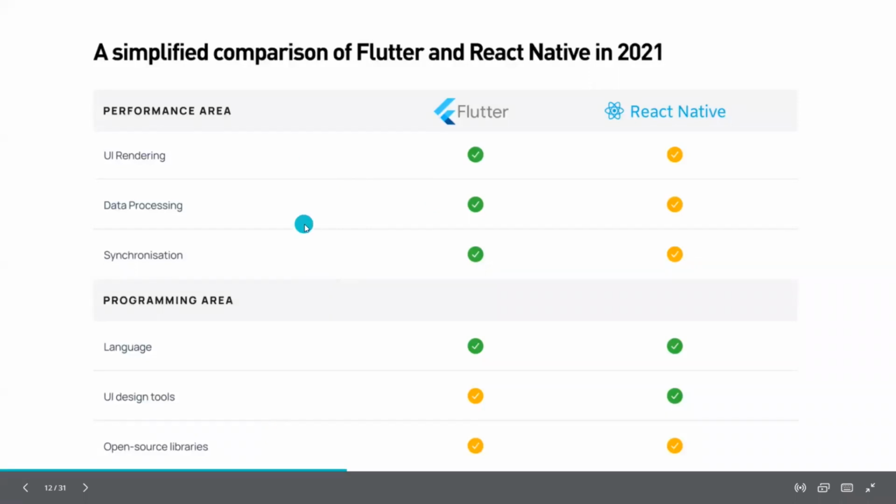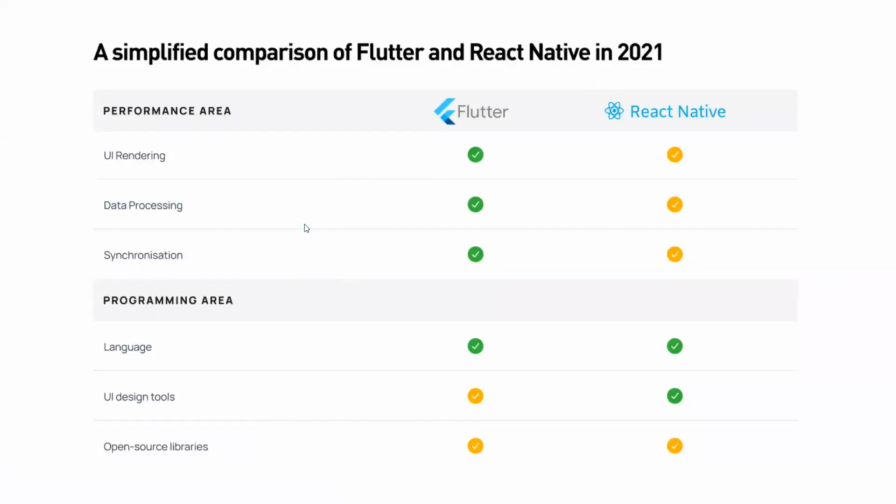Flutter has UI rendering, data processing, and synchronization, where what Flutter does is when you write code in Flutter, it natively compiles it, whereas React Native uses something called bridges. So there is some difference in that, as in you are writing code and it's interacting with the native side of things using a bridge in the React Native case. So it's a bit slower, whereas Flutter works better in that case.